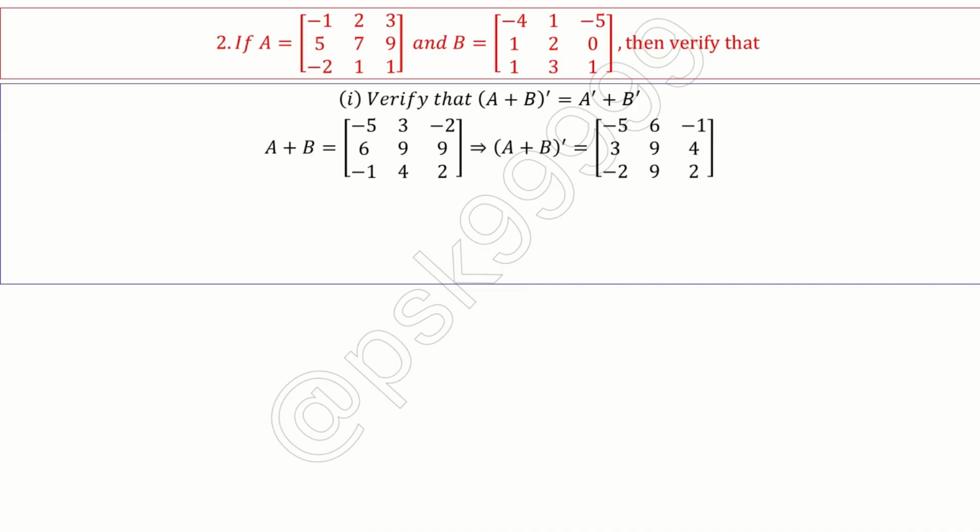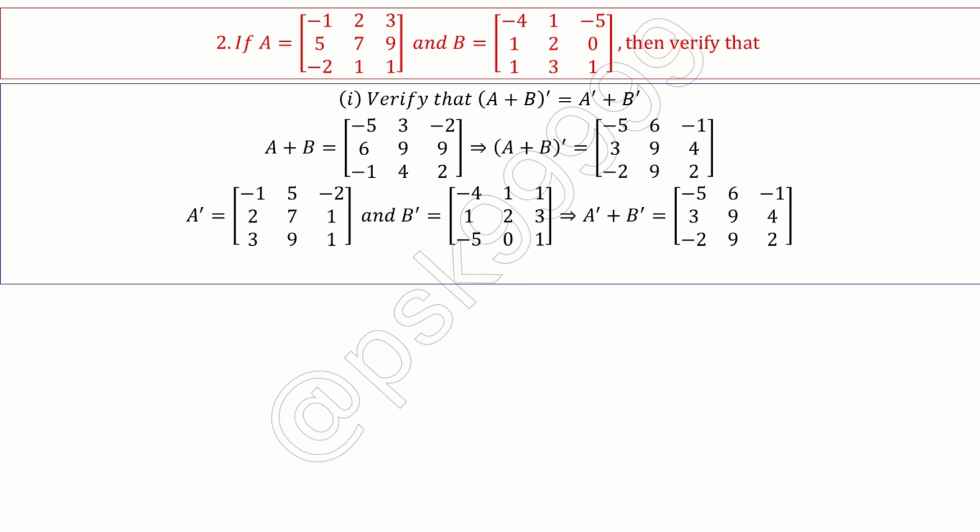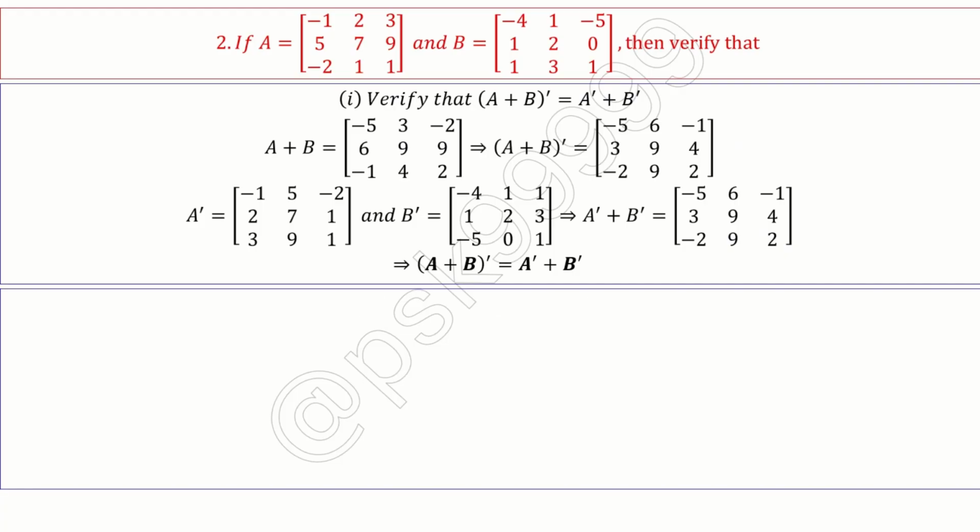We know how to do A + B. Then we know how to do (A + B)'. Then what is A' and B'? We know how to do the transpose of a matrix. Then the sum of A' + B' is the resultant matrix. Now you cross-check: (A + B)' is this matrix, A' + B' is this matrix. Both are the same, which means (A + B)' = A' + B'. We verified that. Right?